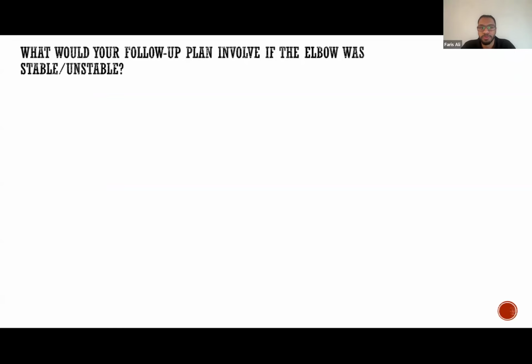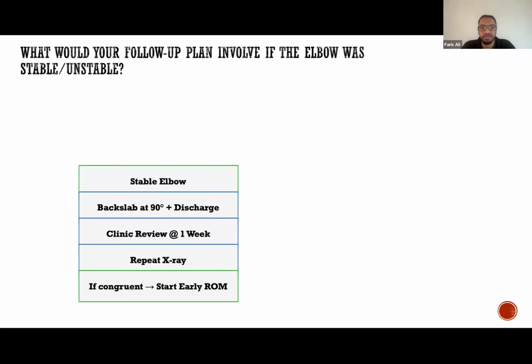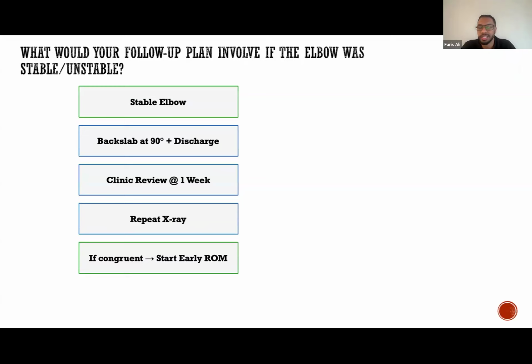And then that's the follow-up for stable versus unstable. So as I mentioned already, stable: back slab at 90 degrees, discharge, review in 1 week, repeat X-rays, and then if congruent, start early range of motion. And then this patient will be for non-operative treatment.